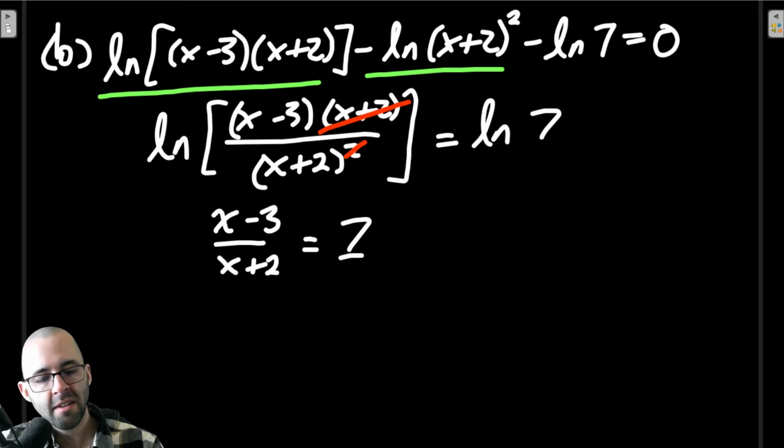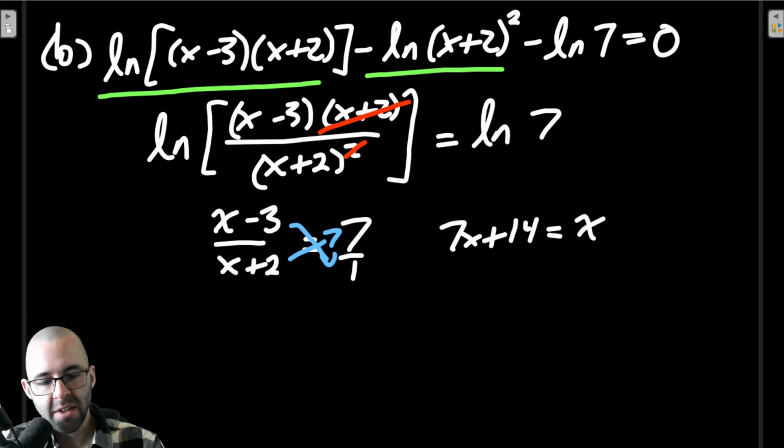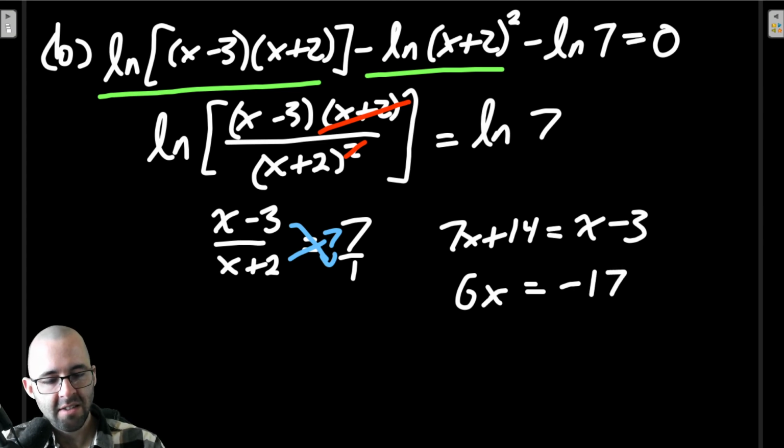We can cross multiply, write it as 7 over 1. And distribute. That'll give us 7x plus 14 equals x minus 3. Rearrange some stuff and we'll get 6x should equal negative 17, maybe. Ooh, this is a weird number. I wonder if I made a mistake. Negative 17 over 6. Potentially. Yeah, I'm real nervous about this one. I may have written down the problem wrong.